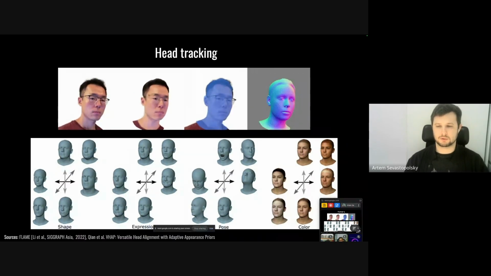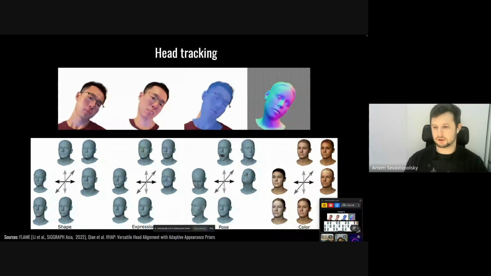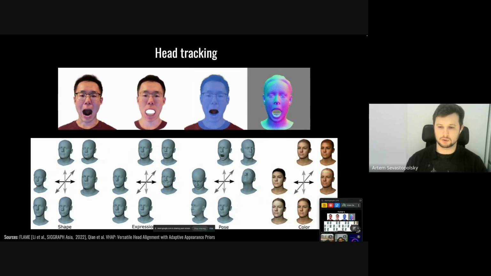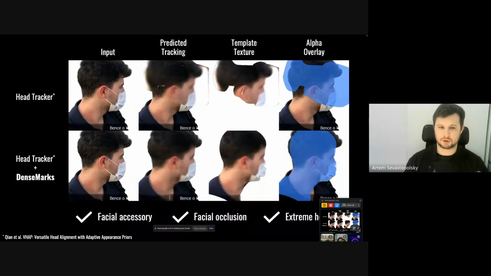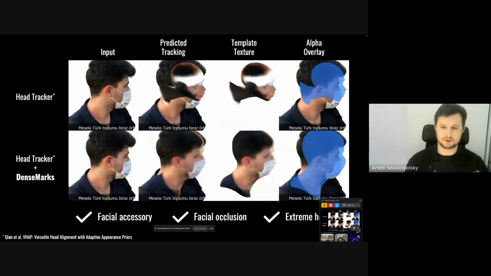So we thought, why not try DenseMarks? And we could use it as a plug-in addition to a state-of-the-art tracker. So in addition to sparse landmarks, here we use DenseMarks for head alignment. And we found that for monocular videos, it oftentimes improves the results. So you can take a look at the comparison here.